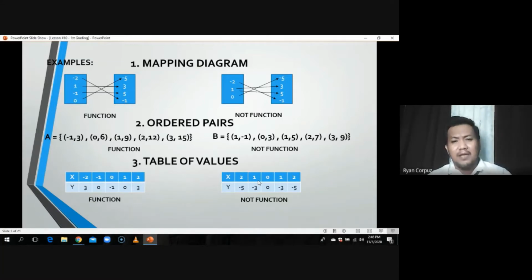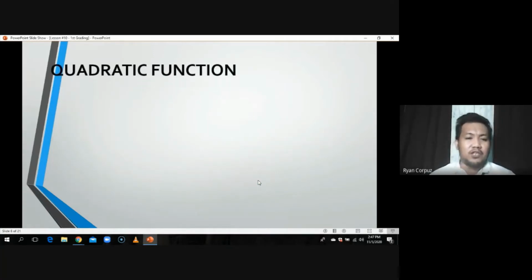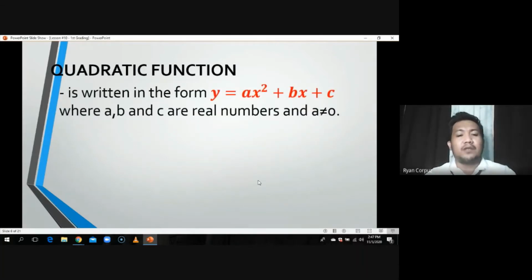So how will we know that the given equation is a quadratic function? What is the definition of a quadratic function? A quadratic function is written in the form y is equal to ax squared plus bx plus c, where a, b, and c are real numbers and a should not be equal to 0.